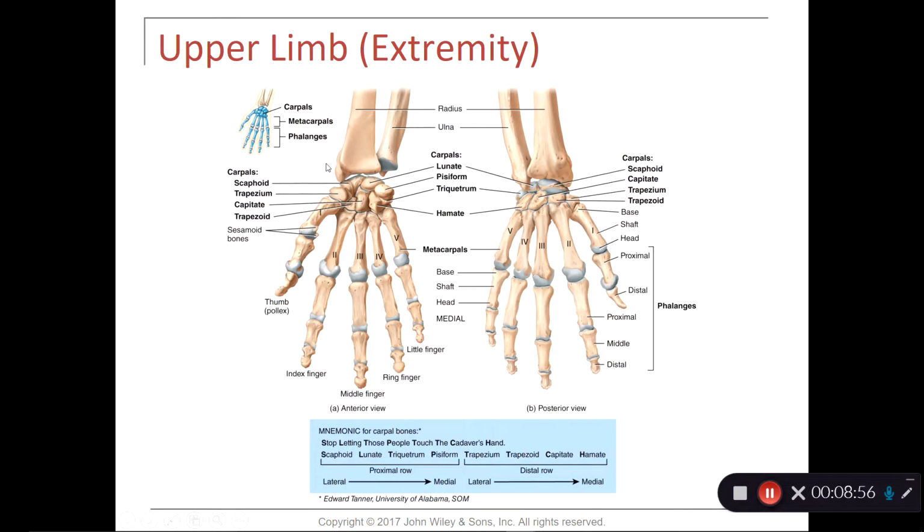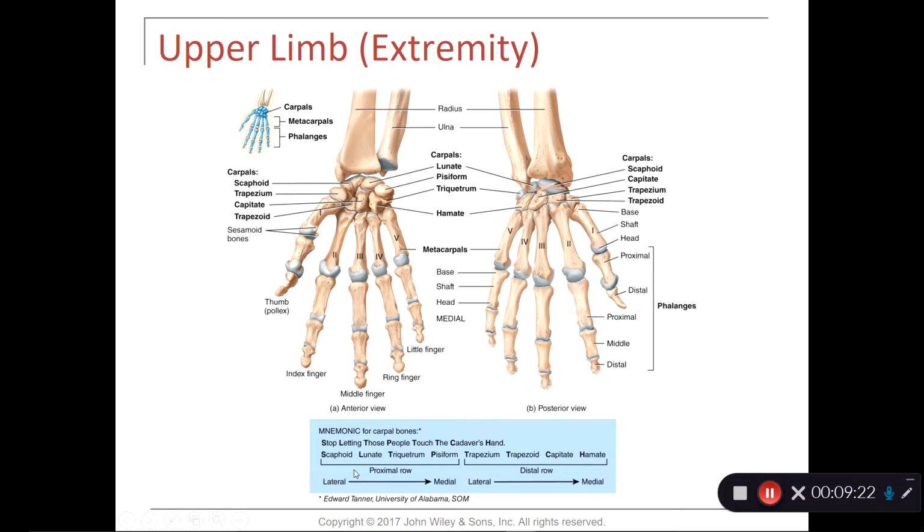There isn't really an easy way to remember this except for this mnemonic: stop letting those people touch the cadaver's hand. Kind of weird, but we're going to run with it. Stop scaphoid, letting lunate, those triquetrum, people pisiform, touch trapezium, the trapezoid, cadaver's capitate, hand hamate.